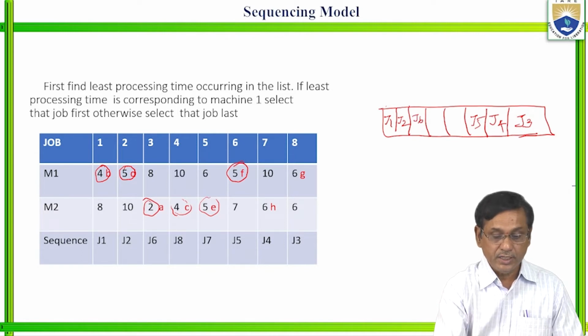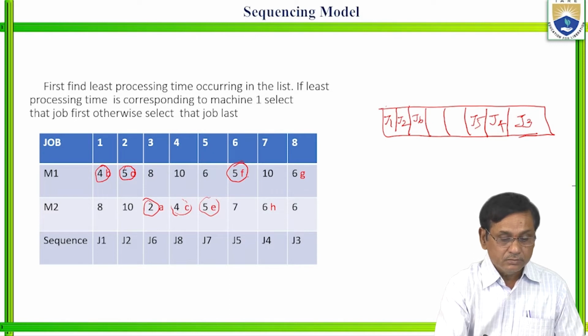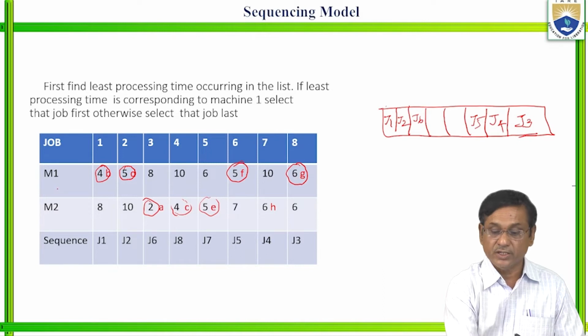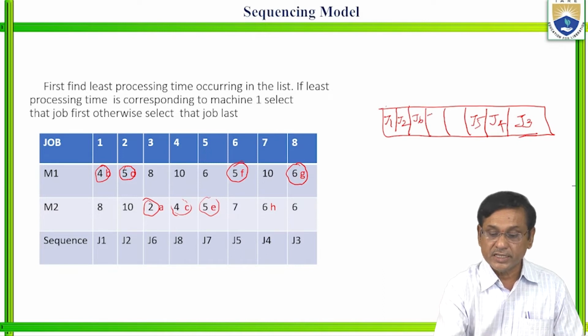Then coming to the next, 6 again. There are three 6s. This can be considered, so that you can consider this one. The 8th job should be considered corresponding to machine M1, so you can take it as J8.